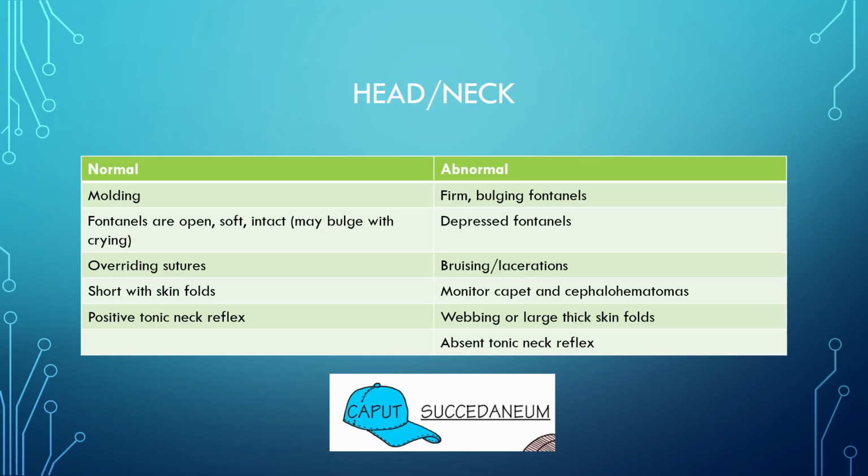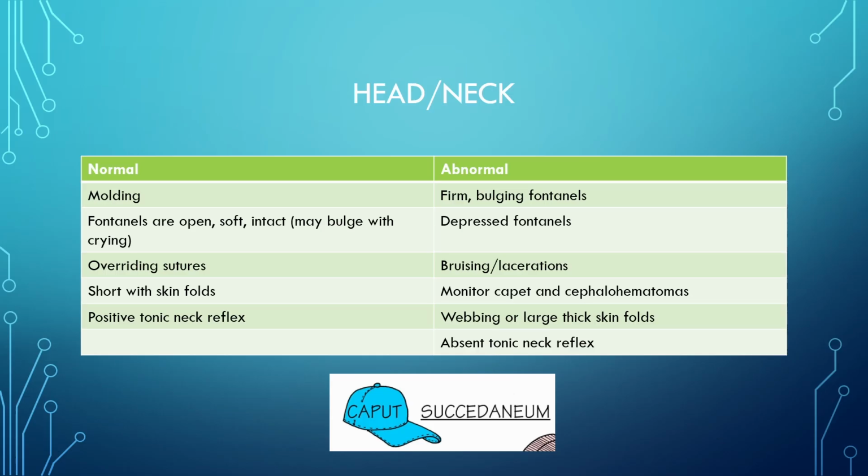Other normal findings: you want to feel the fontanelles. So you have the anterior and posterior fontanelle. They should be open yet, soft, intact. You might notice a little bit of a bulge when the baby is crying. That's okay. What you would get concerned about though is if the fontanelles are bulging as the baby's laying down. That could be a sign of, we'll talk about later, an intraventricular hemorrhage. The sutures might be overriding, so again, that's just to help it fit through the vaginal canal.